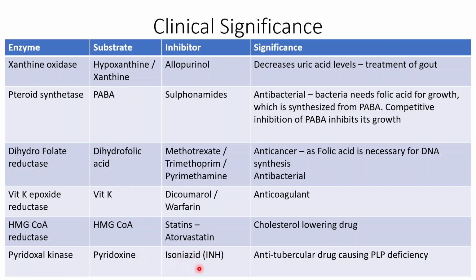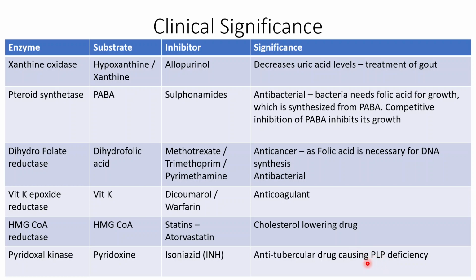Now isoniazid is an antitubercular drug, given to a patient for treatment of tuberculosis. This isoniazid will compete with pyridoxine and will inhibit the enzyme pyridoxal kinase. So if pyridoxal kinase is inhibited, pyridoxine will not be converted to pyridoxal phosphate, which is the active form of pyridoxine. So it leads to pyridoxal phosphate deficiency.